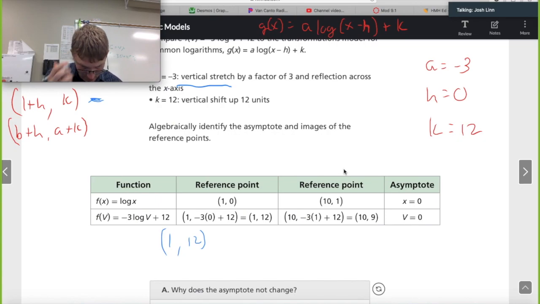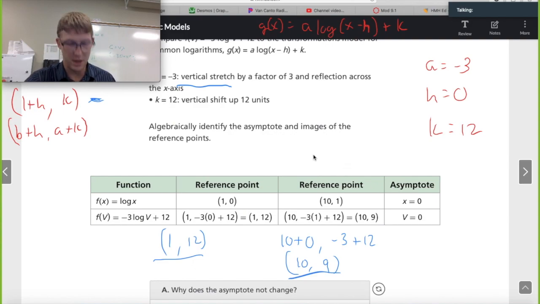So then the second reference point, b plus h. Our b, in this case, since it's a regular log, is 10. Remember, when there's no number there, it's log base 10. So it's going to be 10 plus h, which is 0 in this case. And then we've got a plus k, so that's -3 plus 12. So we've got 10, 9. So here's our first reference point, here's our second reference point. Then we can start answering questions as well.